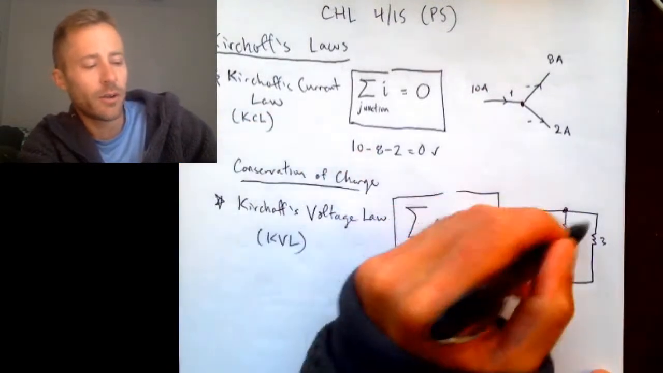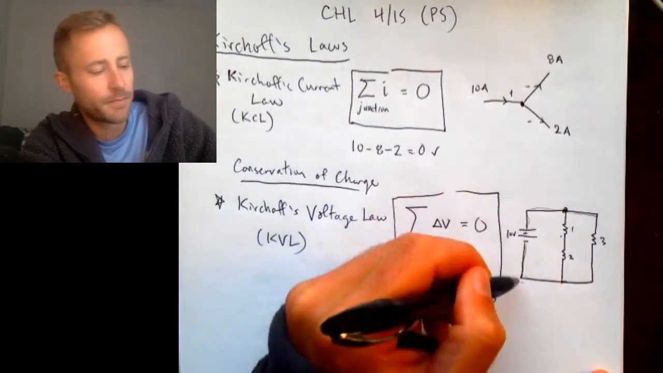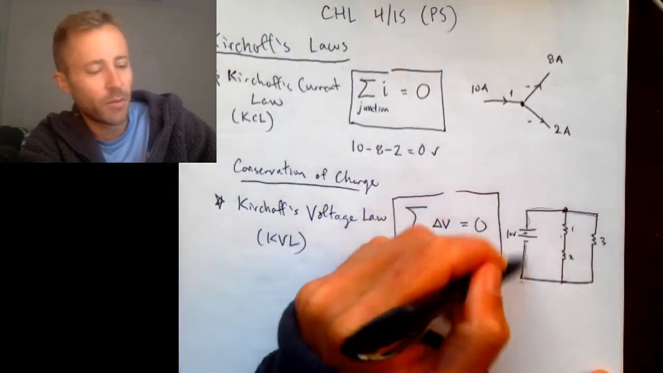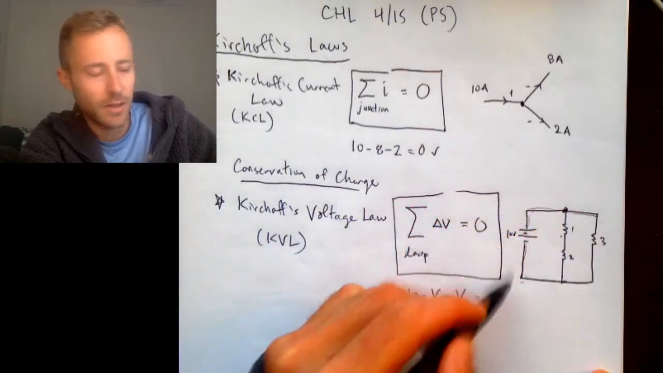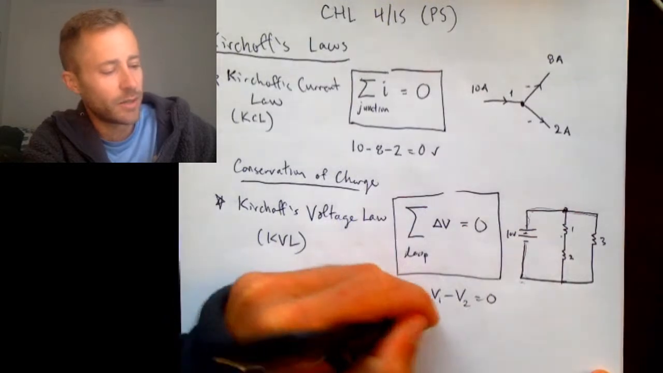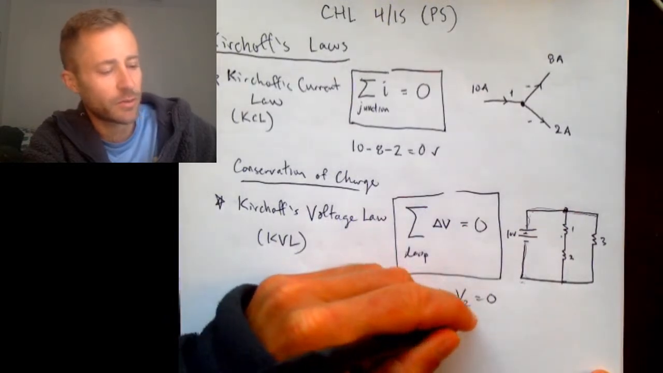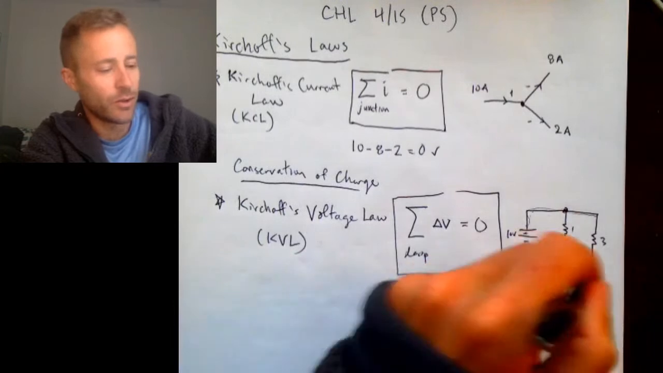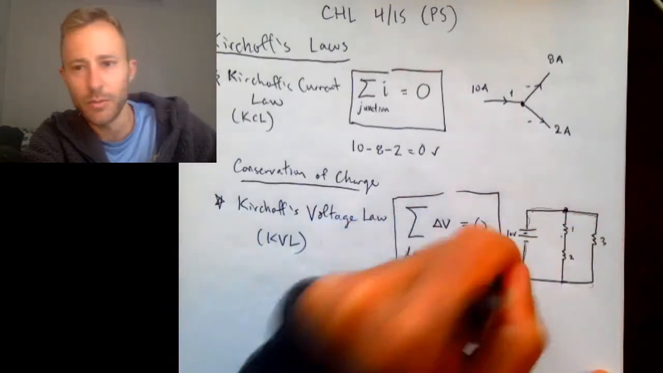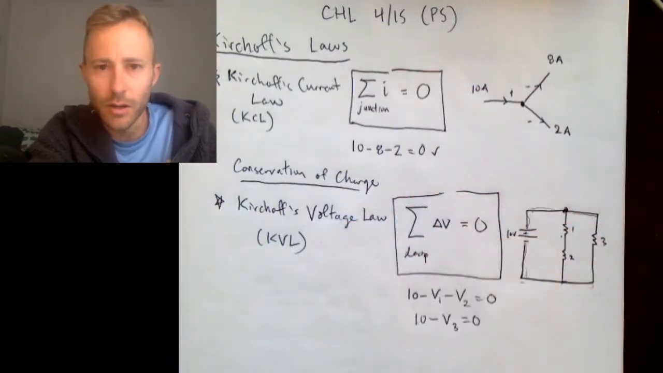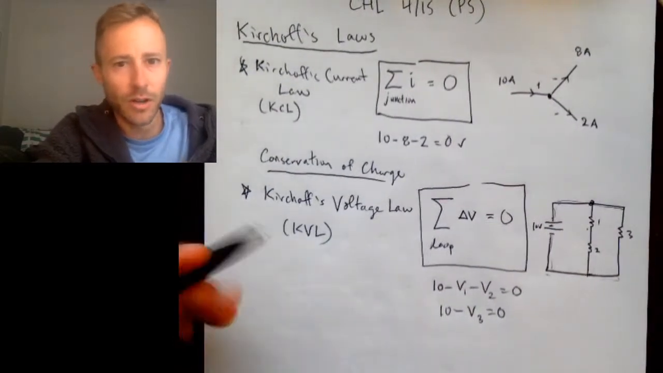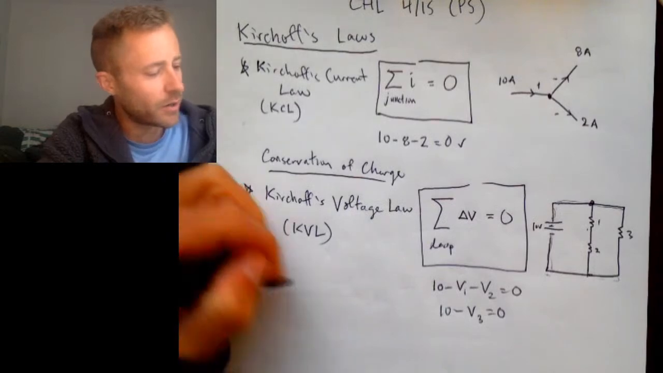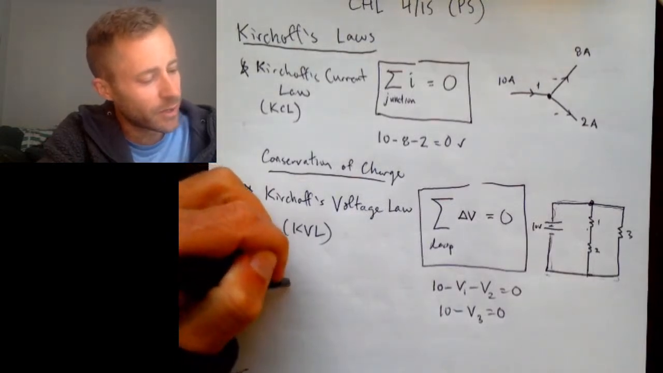Similarly, if I go around this outer loop, I'm going to have a rise across the battery and then a drop across resistor 3. So that says that 10 minus V3 equals 0. Those are the only two things along that loop. So Kirchhoff's voltage law is a reflection of conservation of energy.